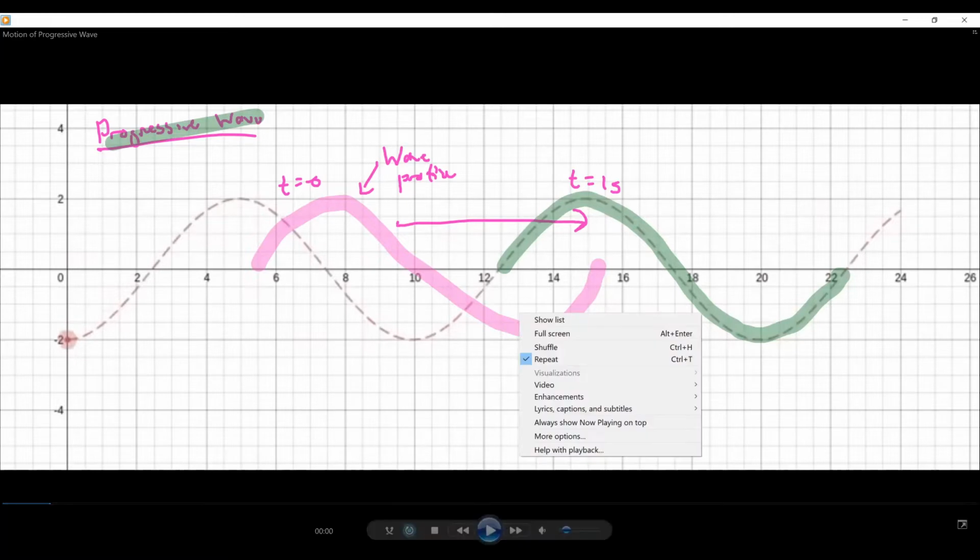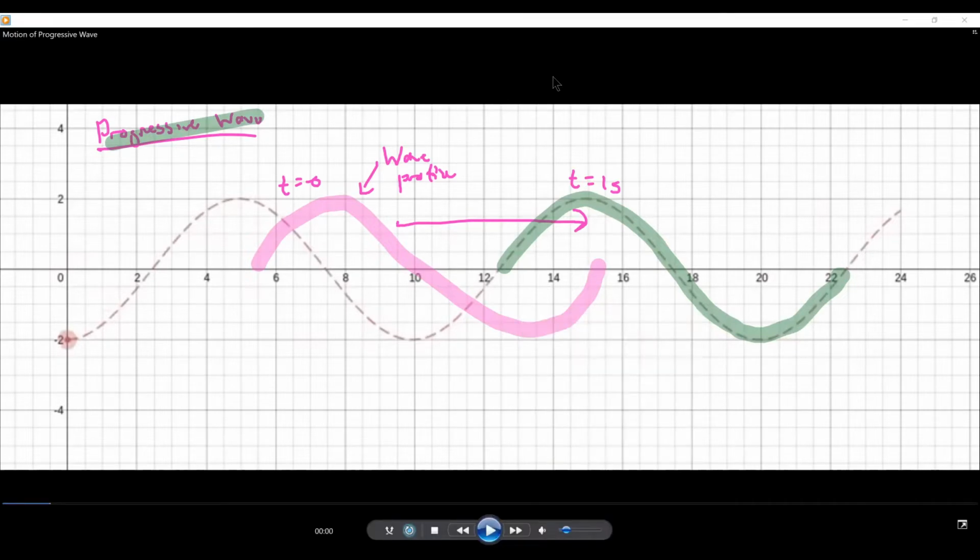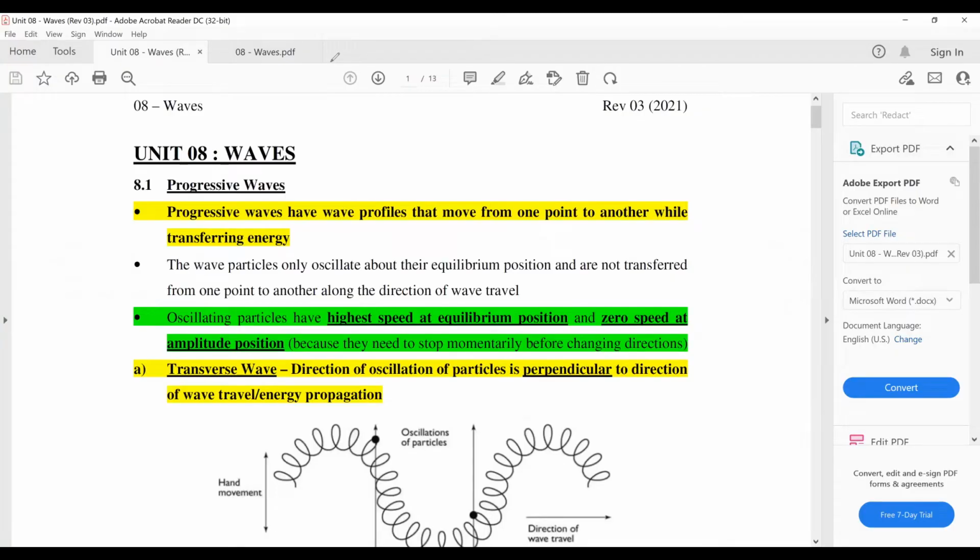When you are talking about progressive waves, what we will tell you is that as the particles oscillate, wait, now let me go back to the original notes. When the wave profile is moving from one end to another end, what's actually happening is that the wave particles are only oscillating about their equilibrium position, but they themselves are not transferred from one point to another along the direction of wave travel. One important thing to know about waves is that there is no transfer of matter.